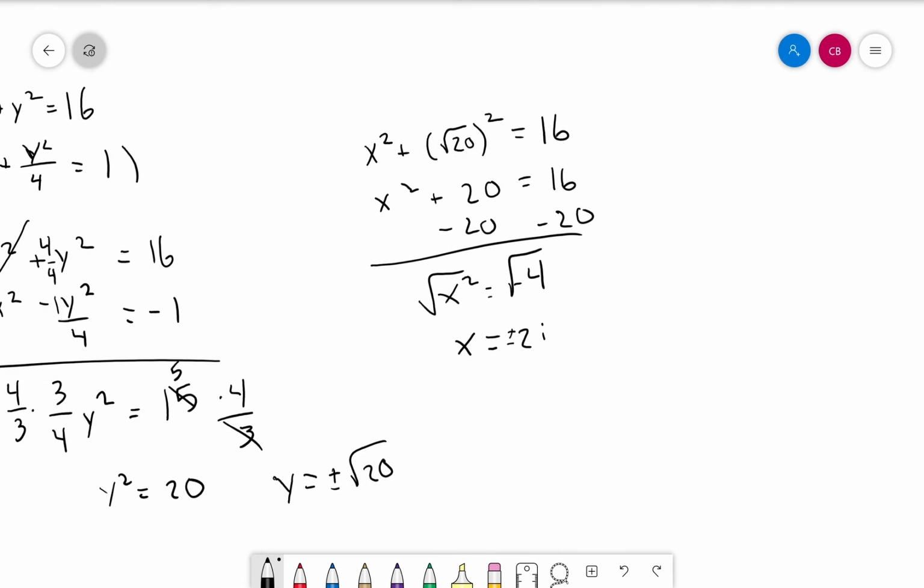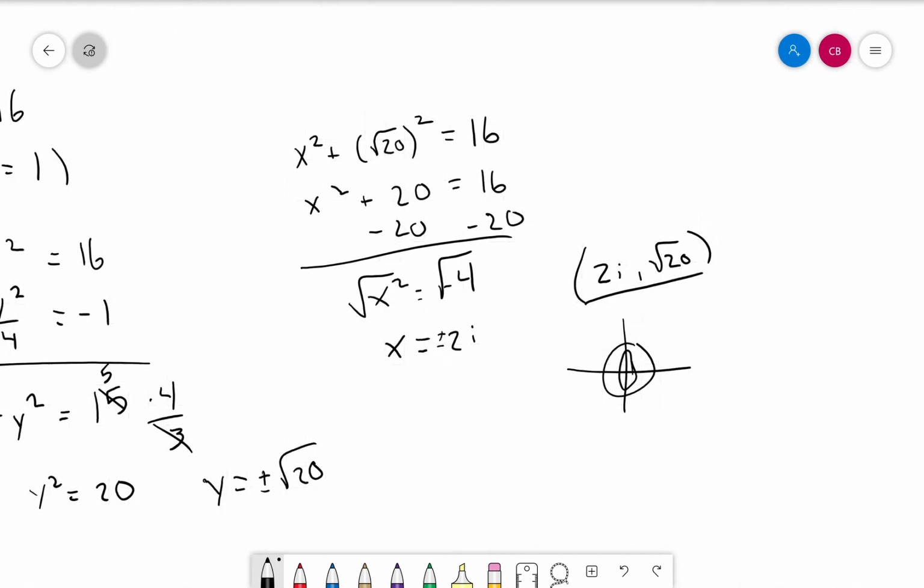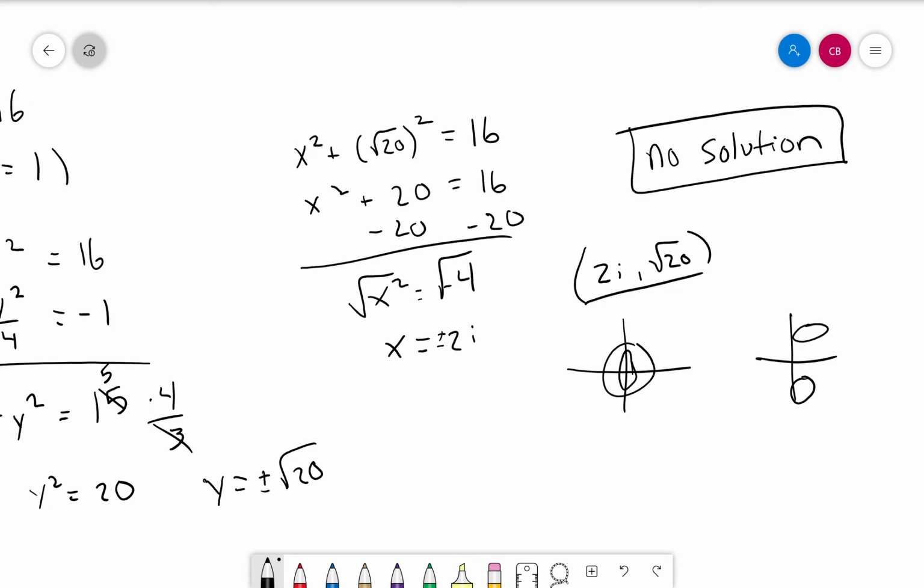Now, what does that tell us? If the result is imaginary here, well, this is not a real point. This is not actually happening. So what does that mean? It means that the graph looks something like this. Either the ellipse is inside of the circle, or you could have something like the circle's here and the ellipse is up here and they're not intersecting. But this means there is no solution because we got an imaginary number. If you get any imaginaries, it is no solution.